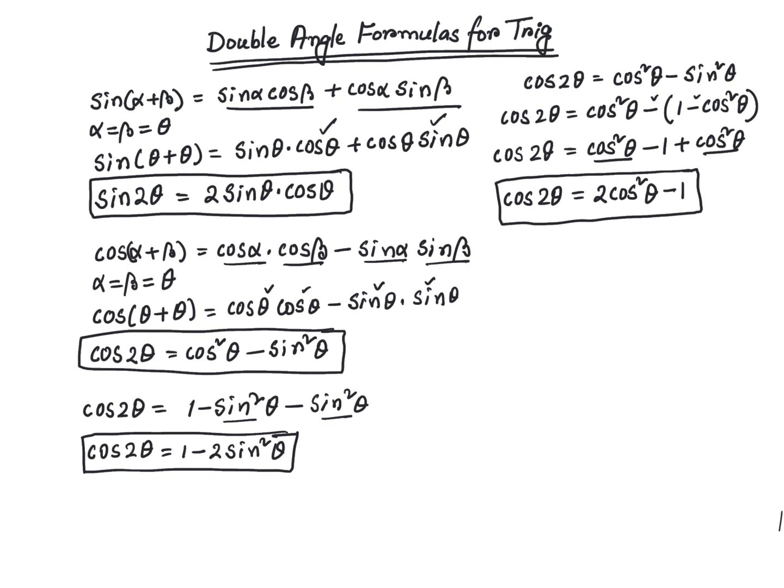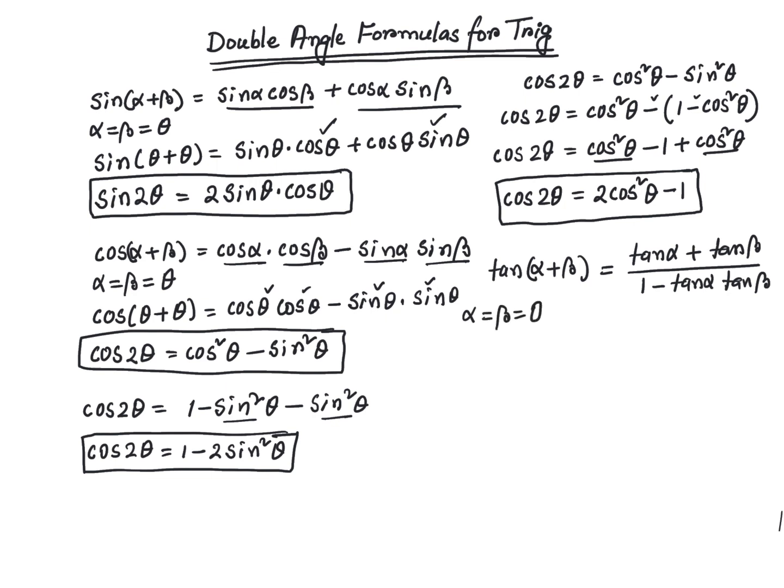Now let me go ahead and talk about tangent. Remember, tangent of alpha plus beta is equal to tangent of alpha plus tangent of beta divided by 1 minus tangent alpha times tangent beta. Once again, we are going to assume alpha is the same as beta. That means they're the same, and we call it theta, let's say.